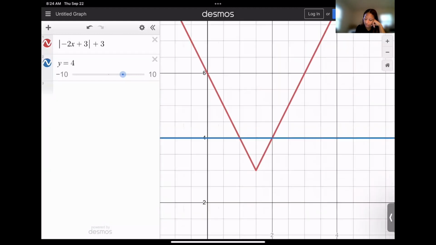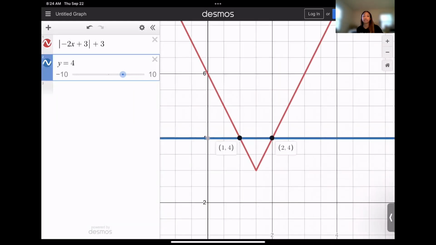I'll zoom in a little bit here. So the line crosses the absolute value graph, which is in the V shape, in 2 places. And the x coordinate gives us our solution.